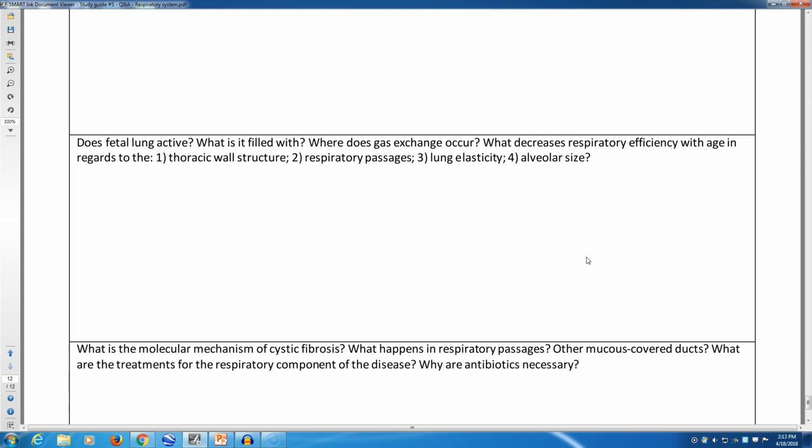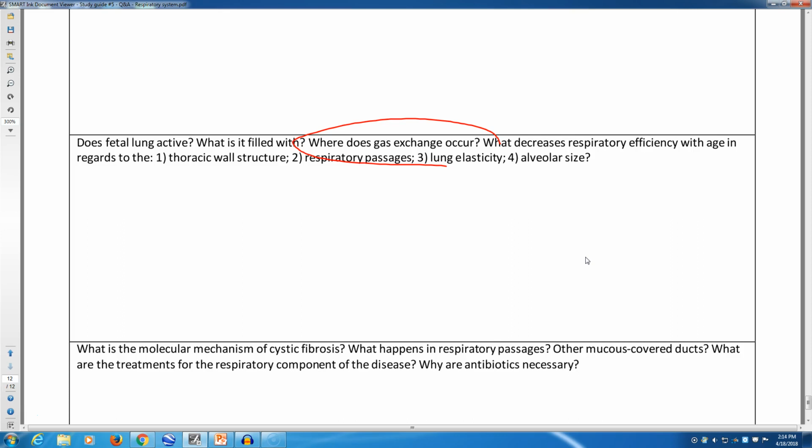The fetal lung is not active because it's filled with fluid. Gas exchange occurs in the placenta. What decreases respiratory function with age? Thoracic wall structure. It decreases and becomes more stiff. Respiratory passages usually become laden with mucus. General inflammation increases. Elasticity of the lungs usually decreases, and alveolar size increases. So alveolar size increases, but the surface area goes down because of this.